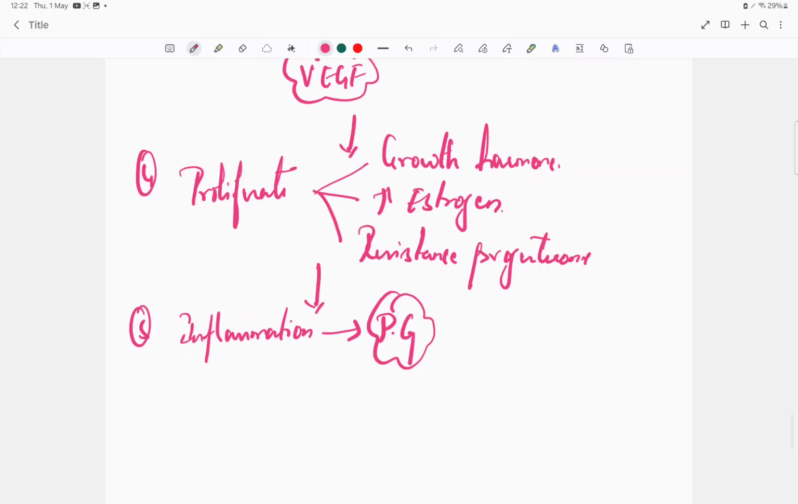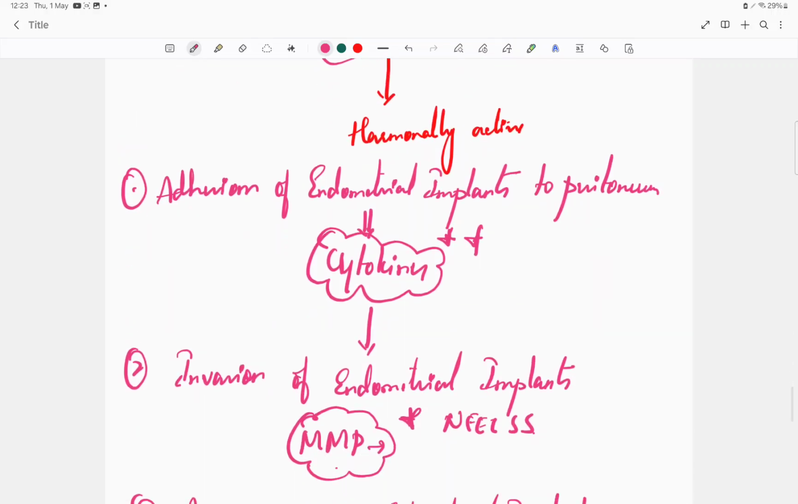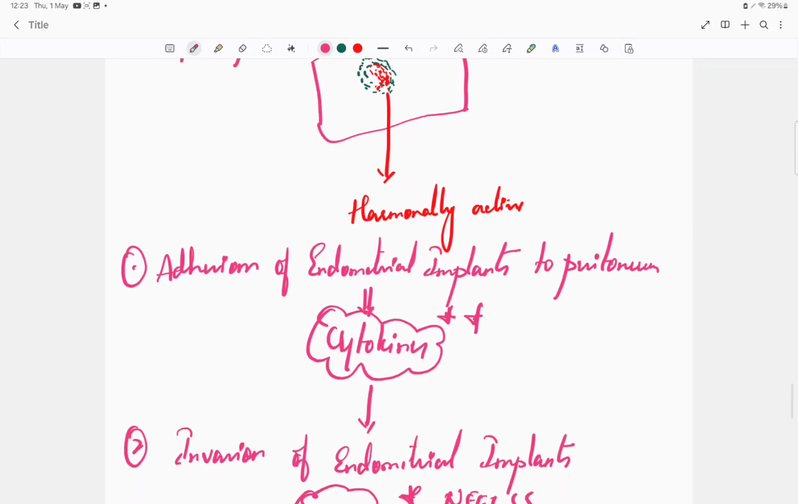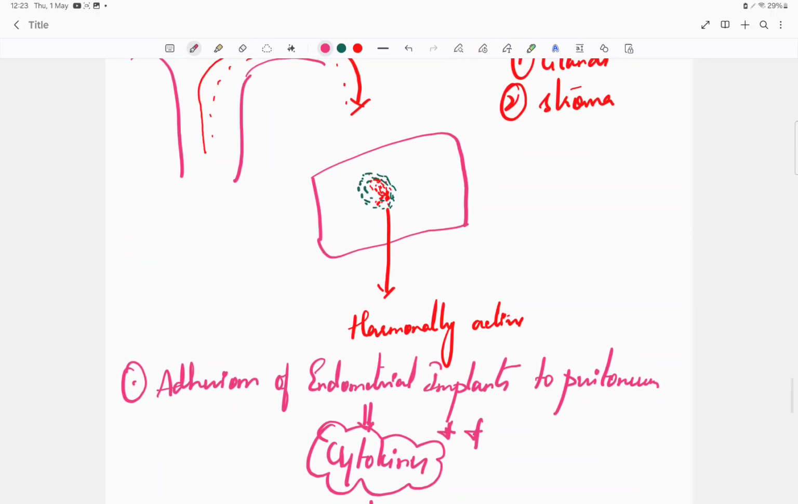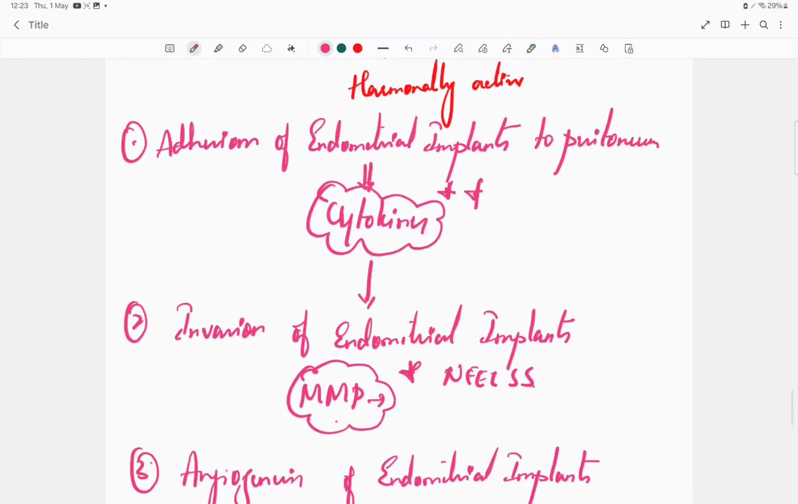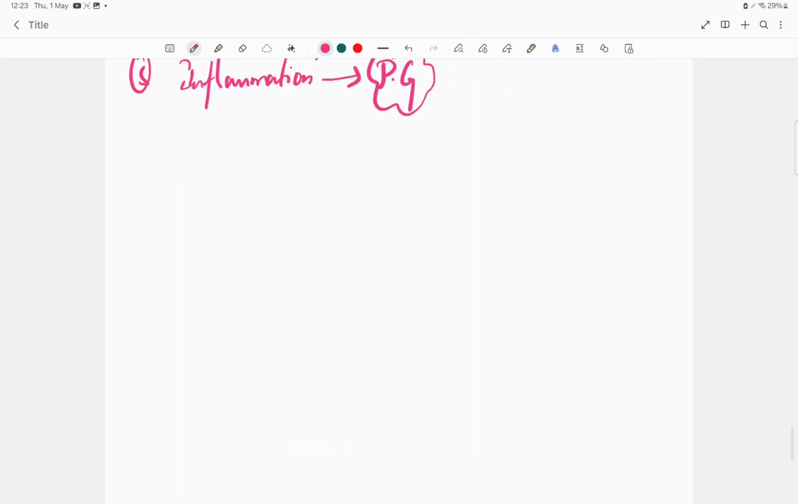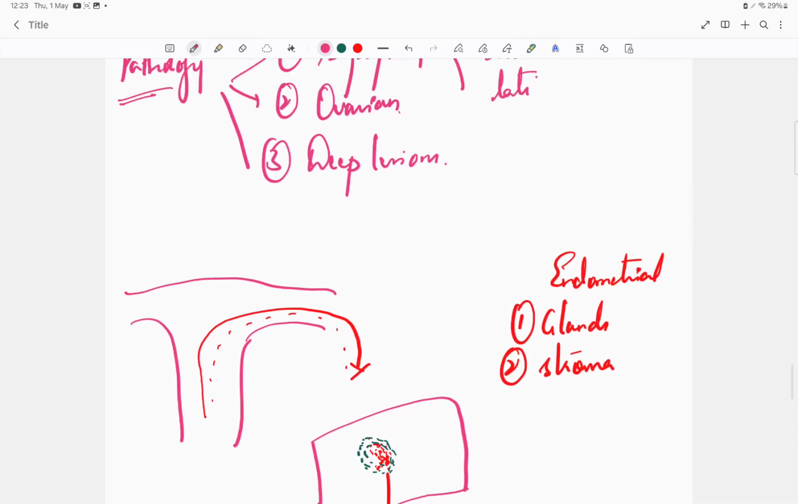So this is the pathophysiology. In the very beginning, it will just deposit on the peritoneum, and then slowly it will start developing its own vascularity, adhesions, inflammation, and proliferation. All this will happen. Now, as I told you, the first thing is superficial lesions.